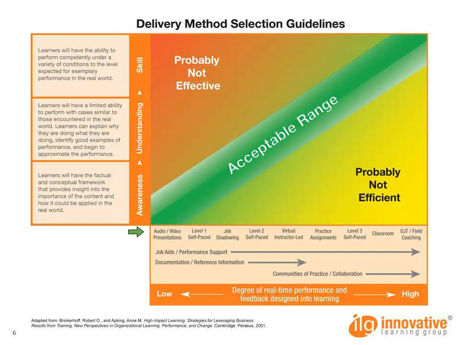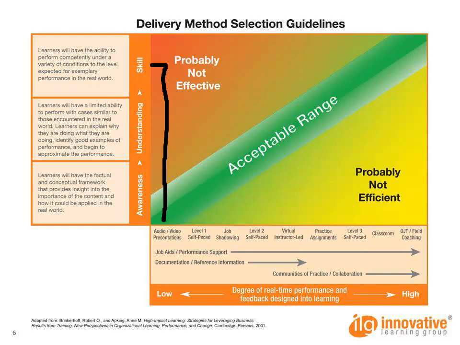Now, if you look at the bottom axis, you see the delivery methods. These are organized from left to right according to the degree of real-time performance and feedback designed into the learning. So I'm going to start with drawing a line here. If I draw a line over from skill and then down to audio-video presentation, you can see that the points intersect there in the probably not effective range, as opposed to the acceptable range or the probably not efficient range. What this is telling us is that we just really can't be effective with skill level learning with audio-video presentation. The amount of feedback that you get just isn't enough to accomplish this, so it's not effective.